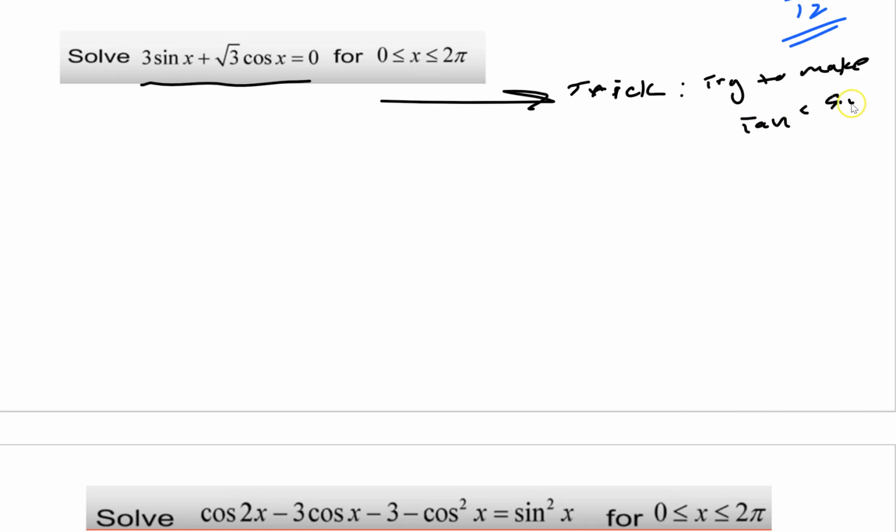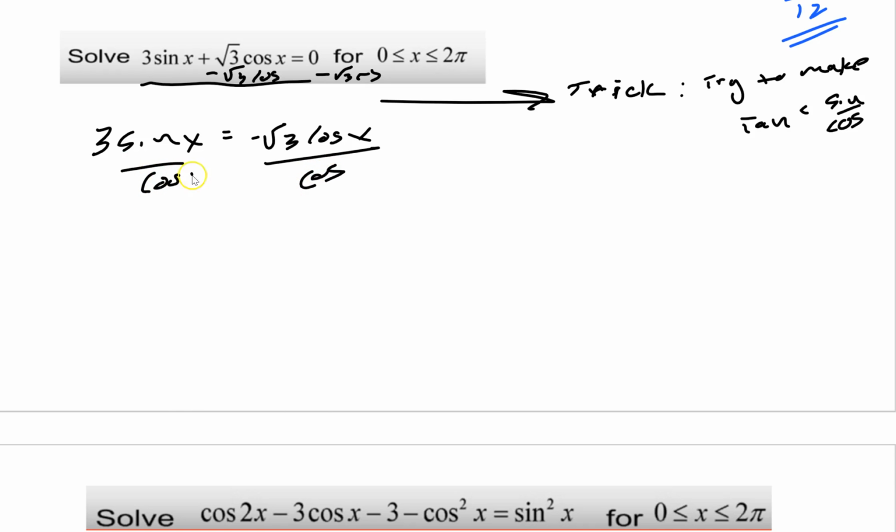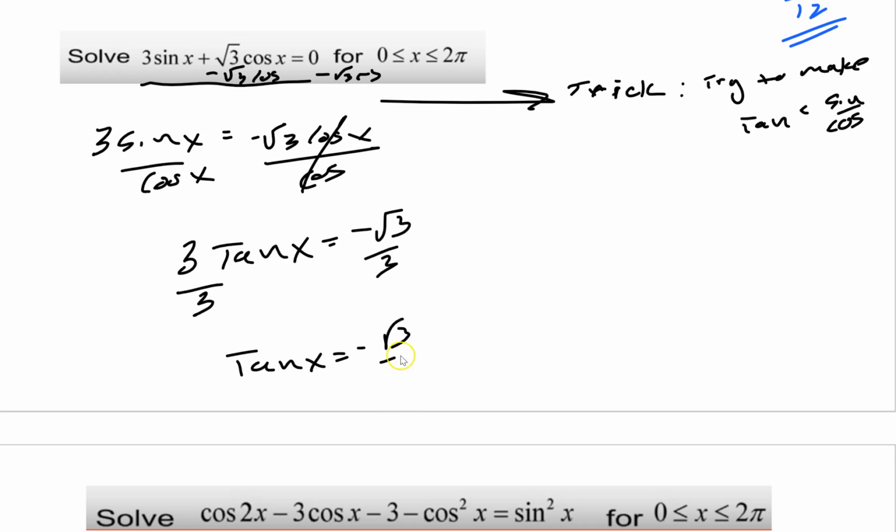Because remember, tan equals sine over cosine. So I'm going to try to make tan. I'm going to put them on separate sides. 3 sine x equals negative rad 3 cosine x. Right? I subtracted rad 3 cosine from both sides. Okay, now how do I make this a tan? Remember, tan is sine over cosine, so I'm going to get the sine on top. So let's divide both sides by cosine. So this becomes 3 tan x equals negative rad 3. Divide by 3. Tan x equals negative rad 3 over 3.